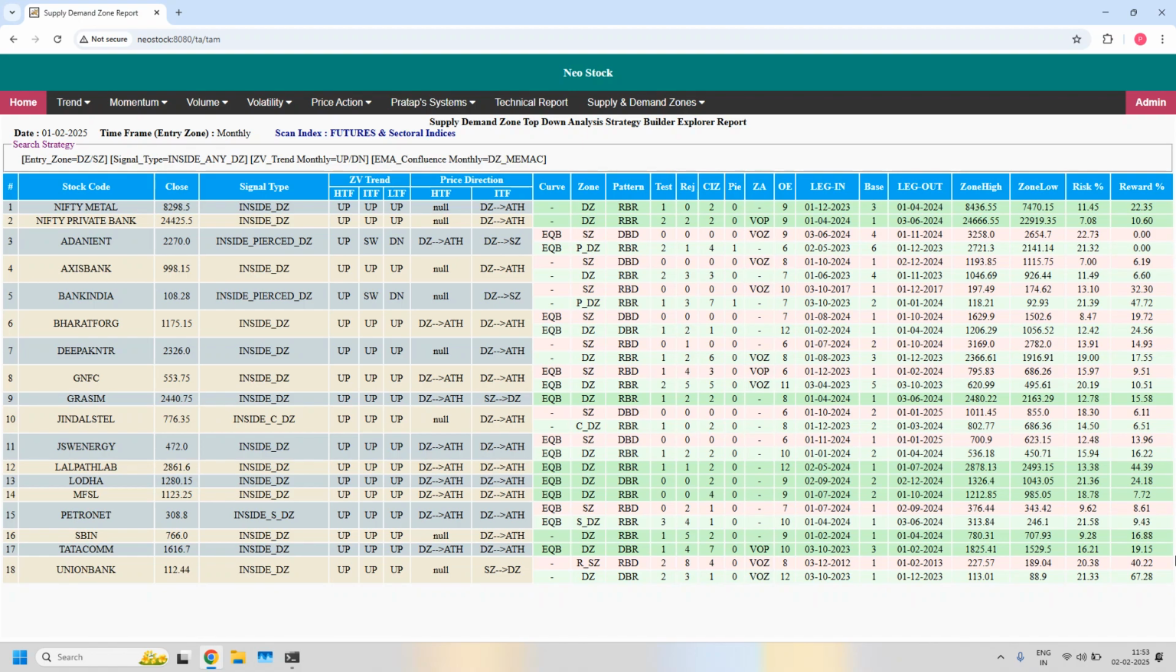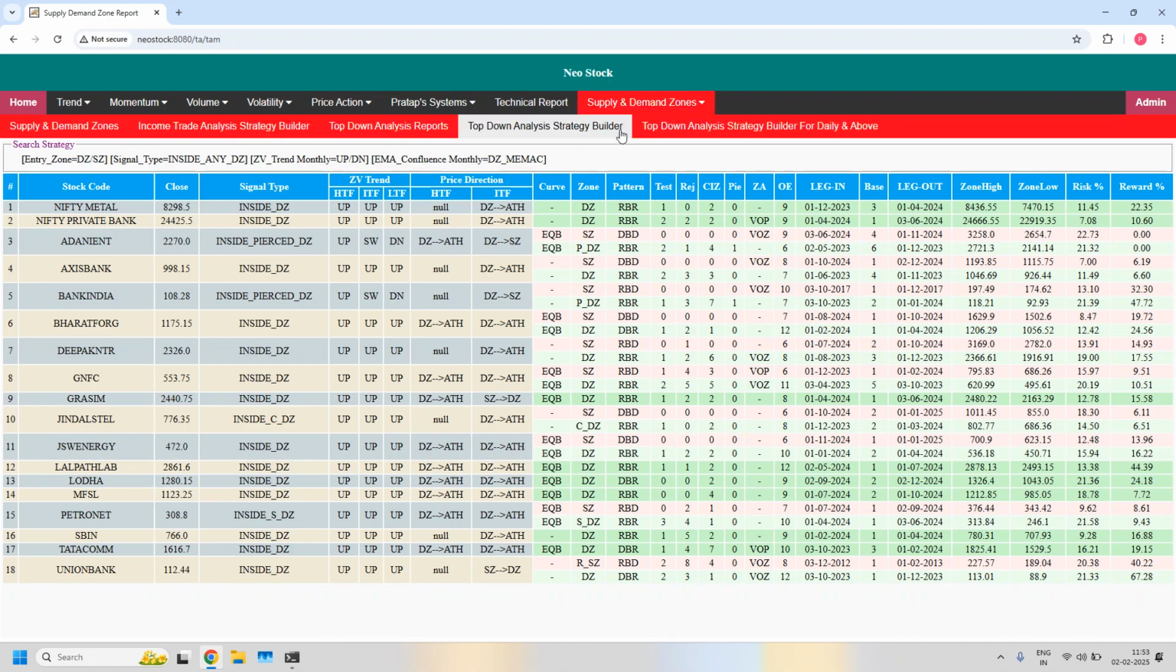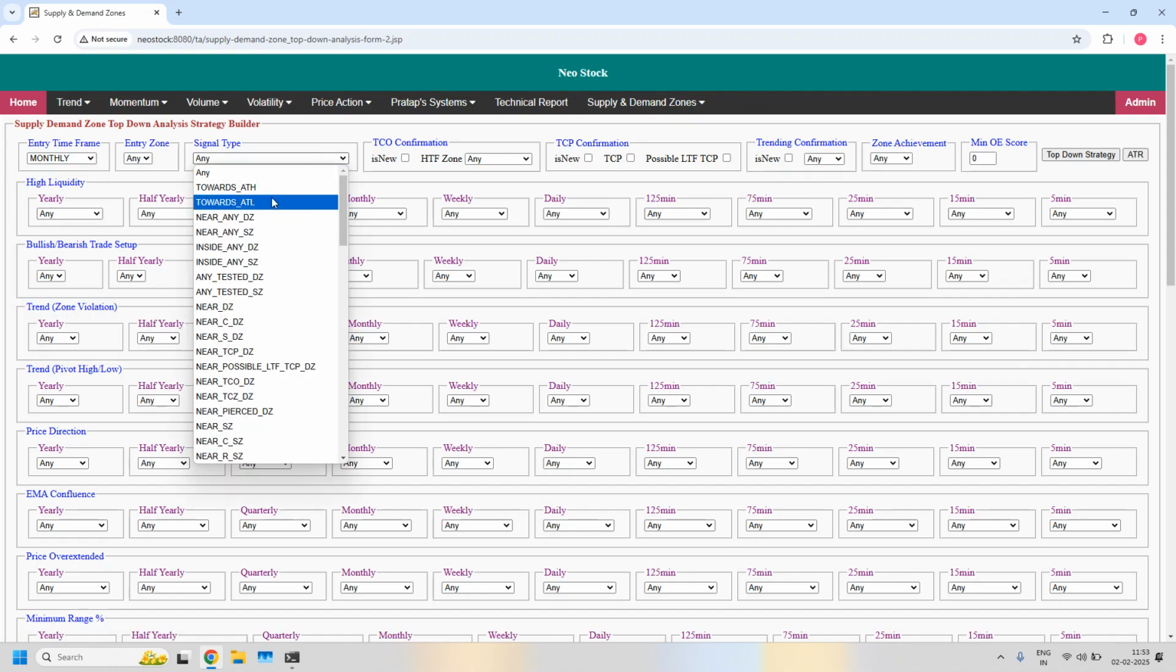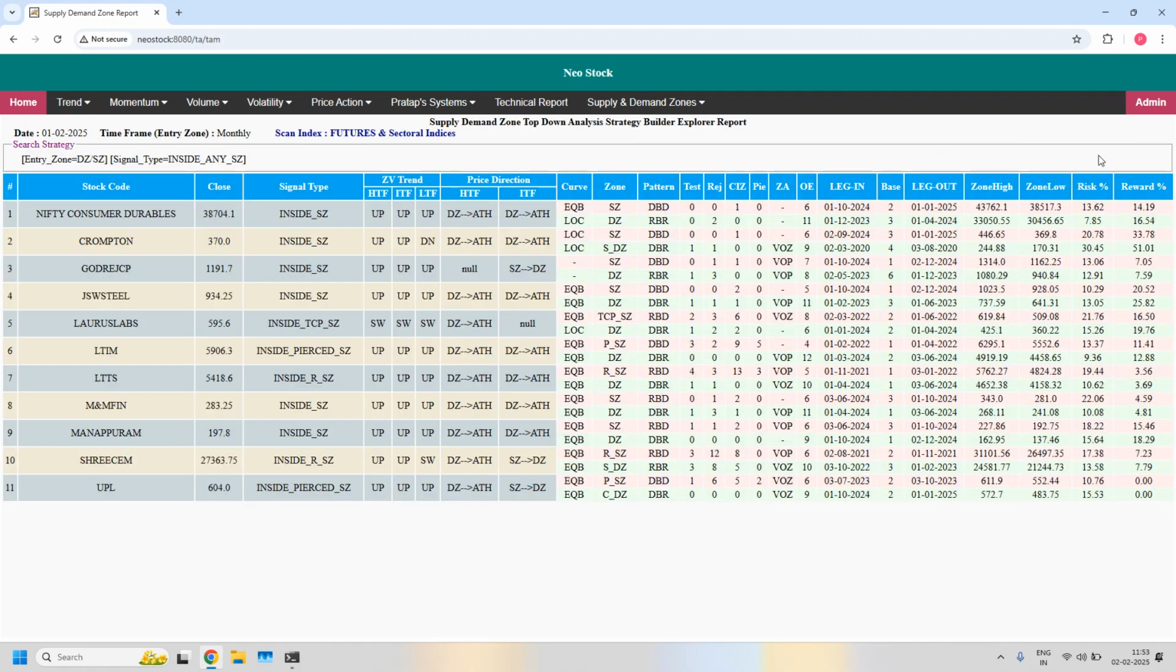So that means all these 18 monthly demand zones are having monthly EMA confluence. Of course, current price closed inside the monthly demand zone. That is the filter we set. Okay, the next report, monthly time frame, price closed inside the monthly supply zone. We got 11 stocks. Out of these 11, how many are having EMA Confluence?